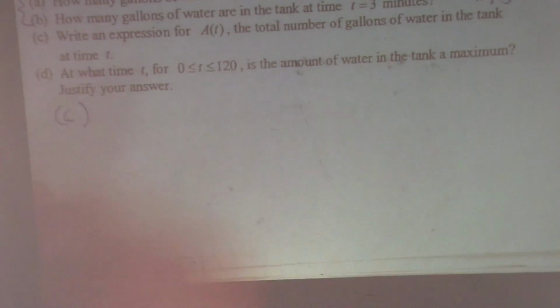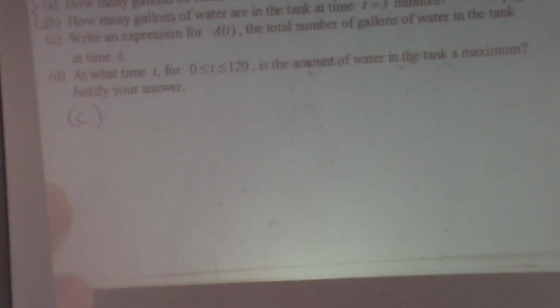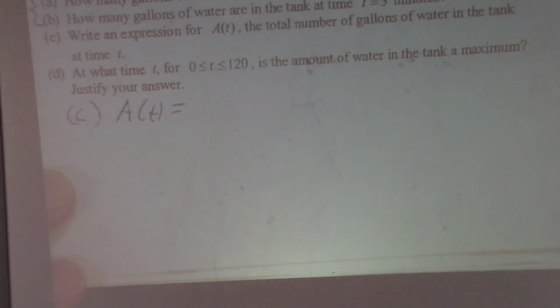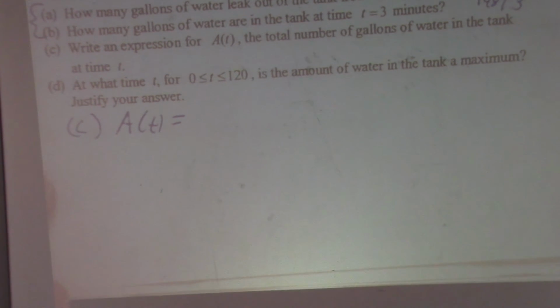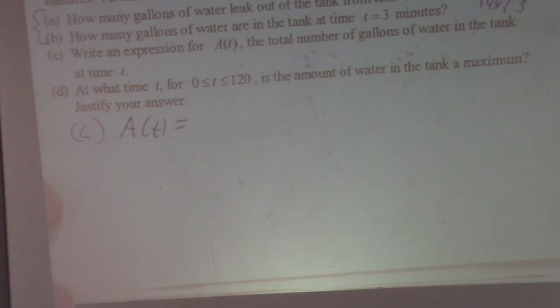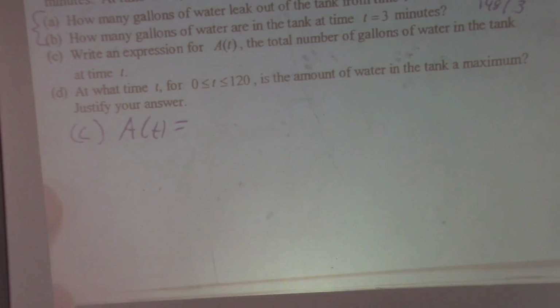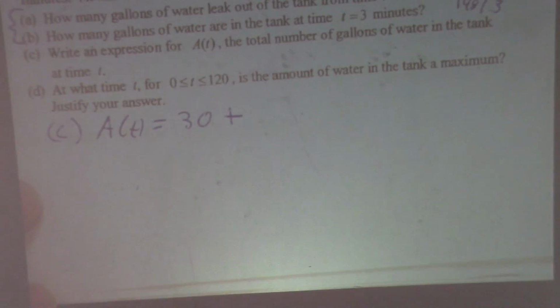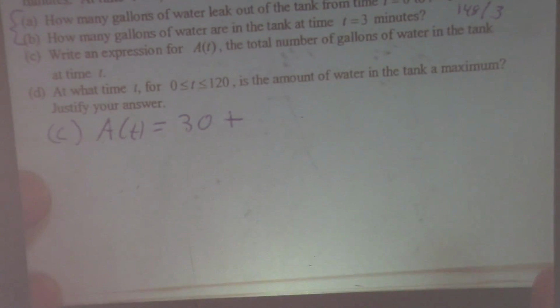Write an expression for A of t, the total number of gallons of water in the tank at time t. So A of t equals. So as I look at this, I say, well, what am I going to need? I need the initial amount of water that was in the tank at time t equals 0. That's 30 gallons. We'll need to add to that the amount of water that has gone into the tank.